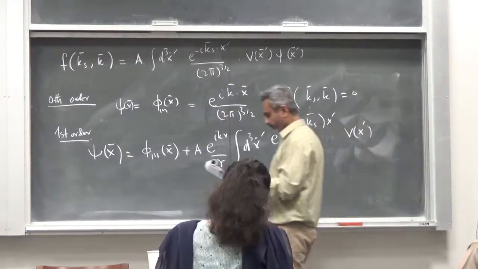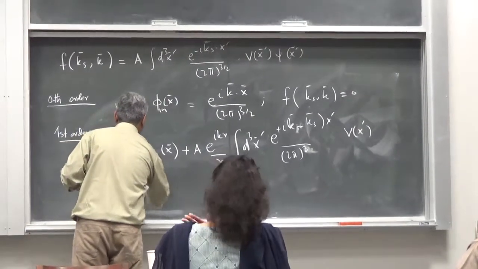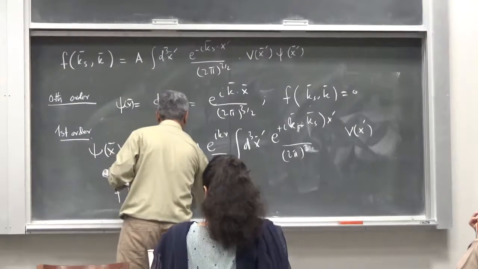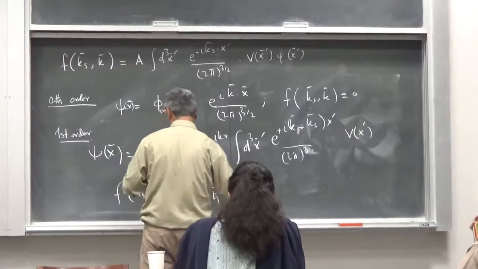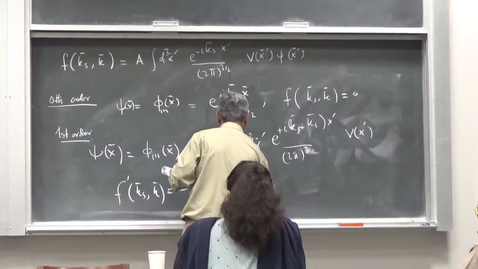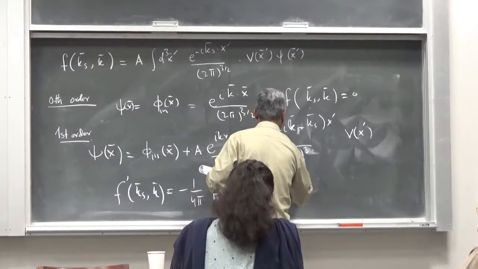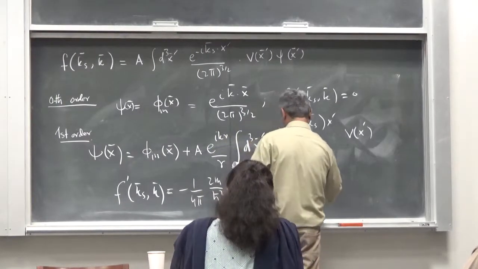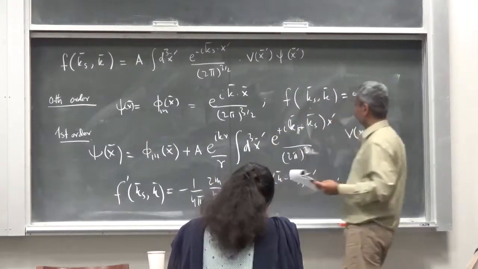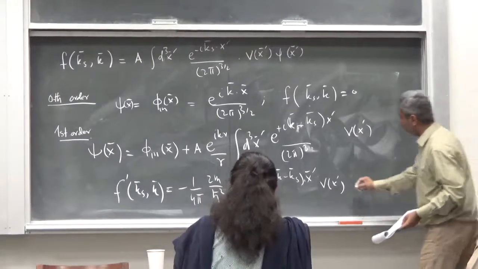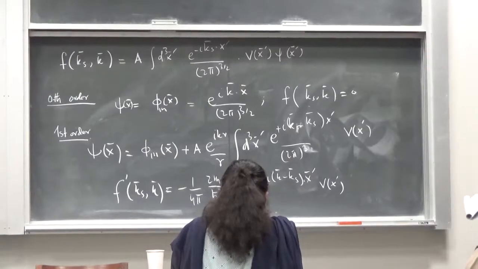And so f1 of k, ks, this is equal to minus 1 over 4 pi, 2m over h-bar squared, the integral d3x prime e to the i (k minus ks) dot x prime V(x prime). So now we cannot go any further unless you know what V of x prime is.